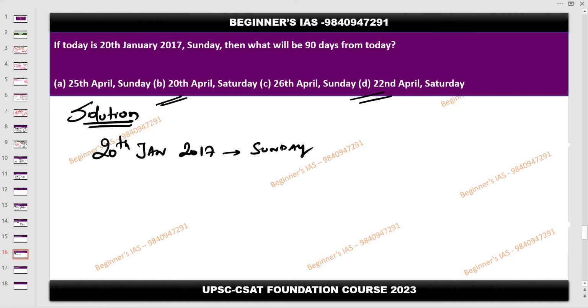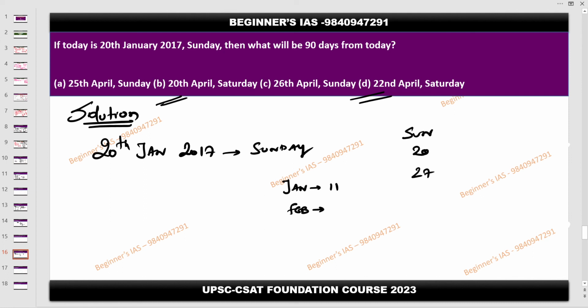20th April, Saturday. So Sunday is 20th. So then 27th is also going to be the Sunday, right? Yes, sir. B. Fine. So here in January itself, you are having 11 odd days.